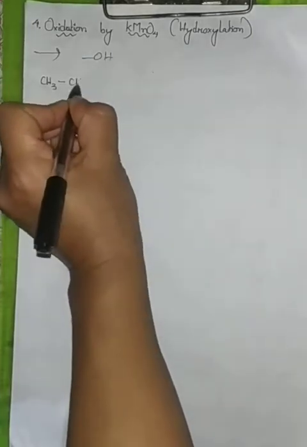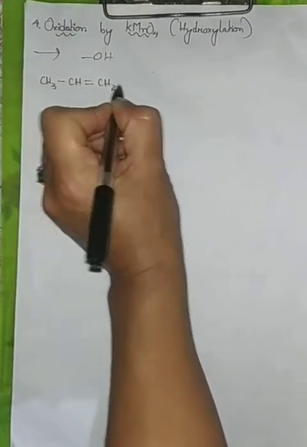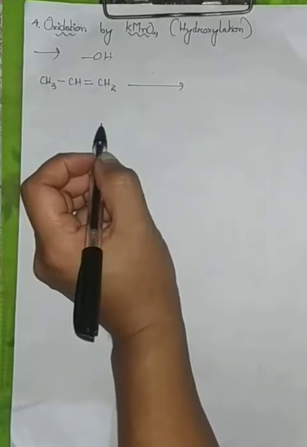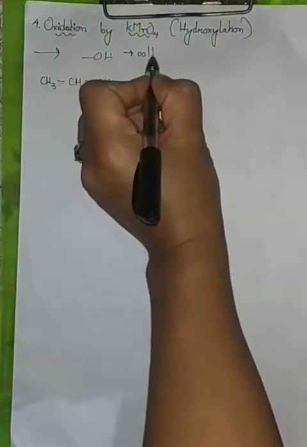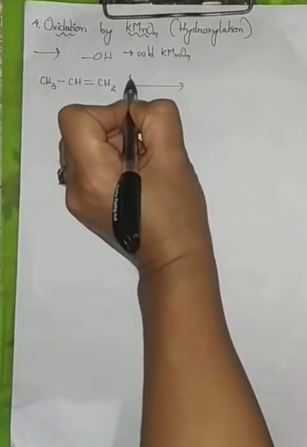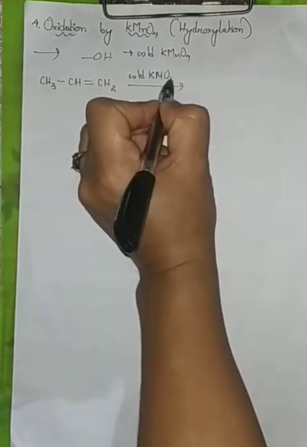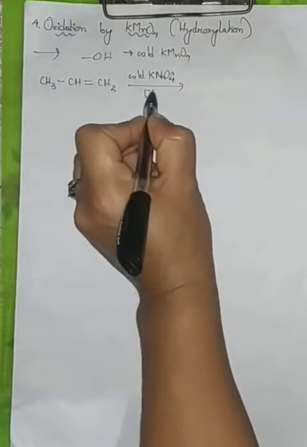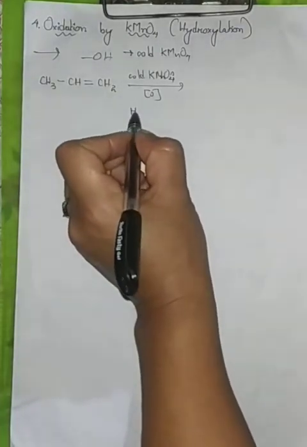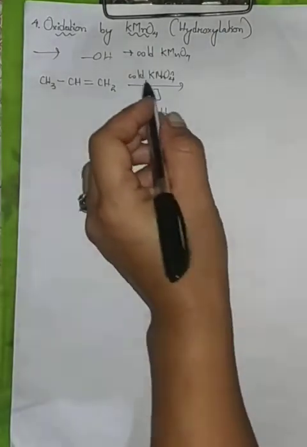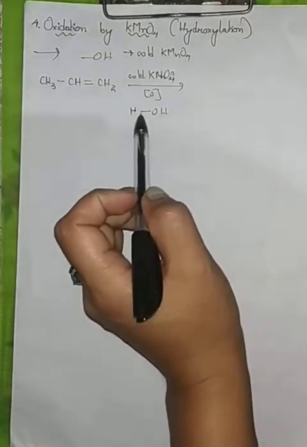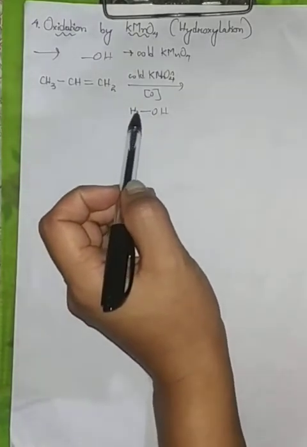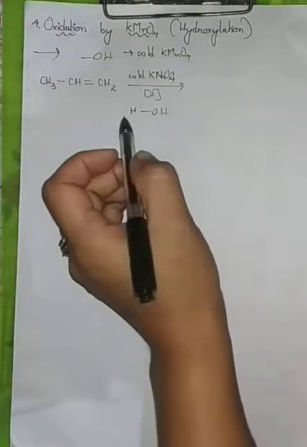Now let's check out the reaction. CH3 CH double bond CH2. Now the first oxidation reaction by KMnO4 would be when cold KMnO4 is used. Now when KMnO4 is used, oxidation takes place along with hydroxylation, meaning there would be addition of water, because the KMnO4 and the water itself are here. Now we know that hydroxylation is the addition of an OH group.